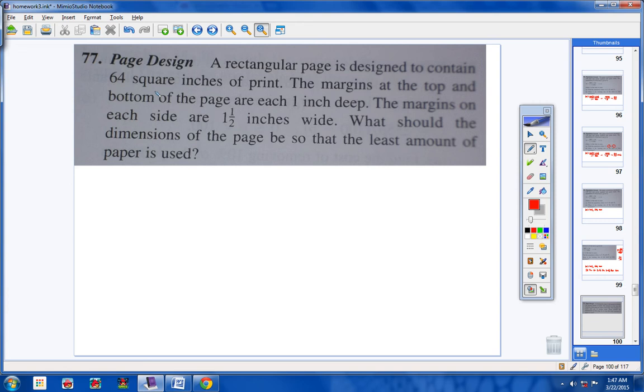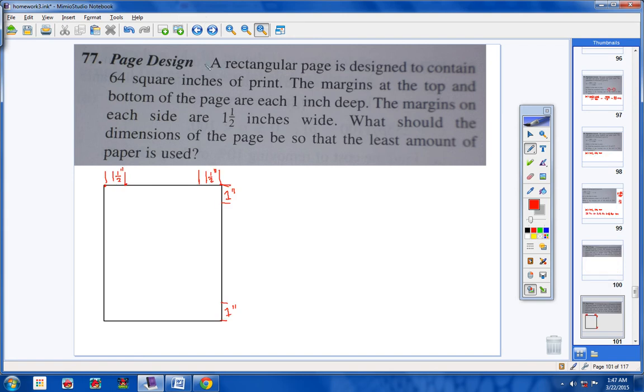A rectangular page is designed to contain 64 square inches of print. Okay, square inches of print. The margins at the top and bottom are 1 inch. The margins on the left and right sides are 1 and 1/2 inches. What should the dimensions of the page be so that the least amount of paper is used?